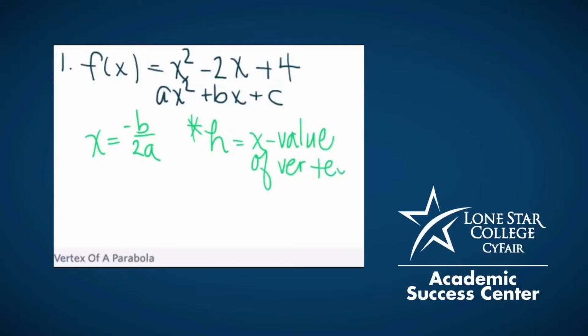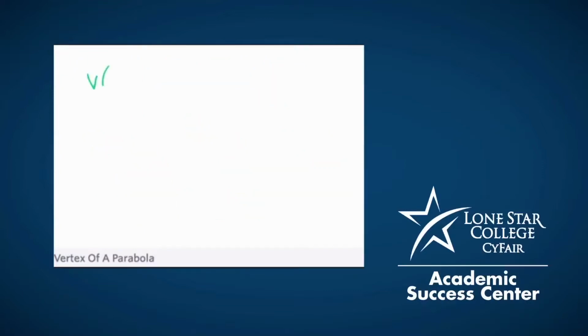So using substitution, our b is a negative 2. So in our formula, we have a negative times our b, which is a negative 2, over 2 times a, and our a in this case is an understood 1. So continuing to solve, we have 2 over 2, which is 1. So that's the x value of the vertex. So for the vertex, we have that x is 1.